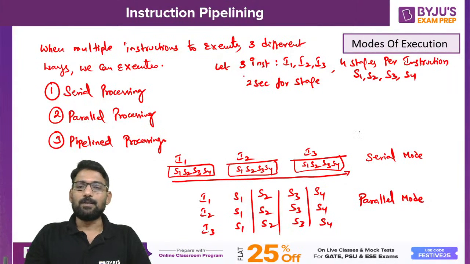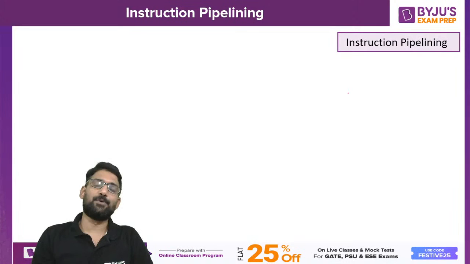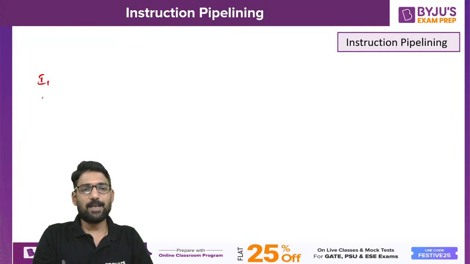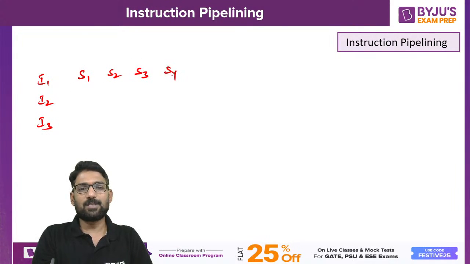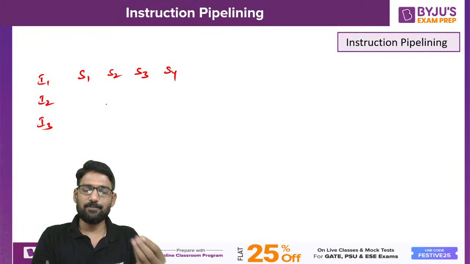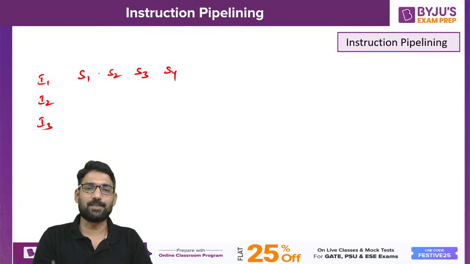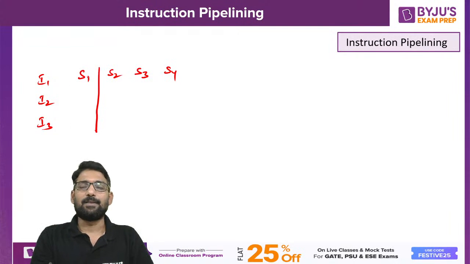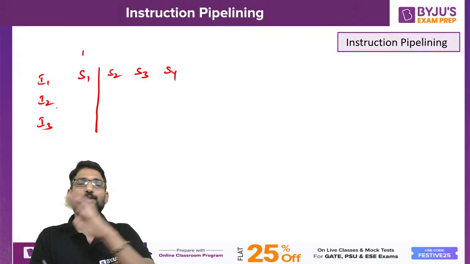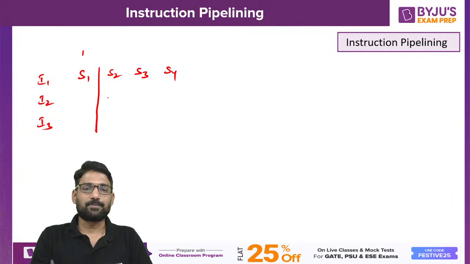Right? And what is pipelined mode? If you take the same instructions I1, I2, I3, we make sure that while one stage is happening for some instruction, the same stage will not happen for any other instruction at the same time. See here, S1 is happening at clock cycle 1. In that clock cycle, no other instruction does S1. So you can do S1 here.